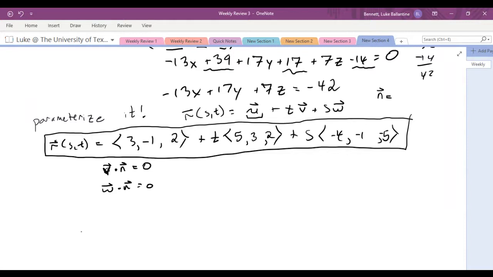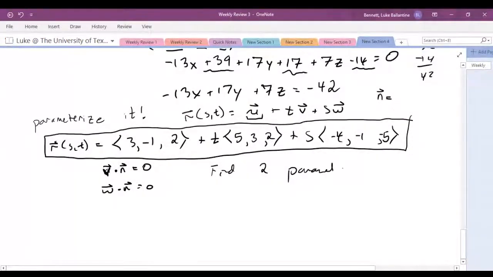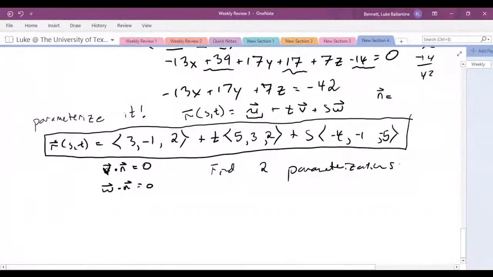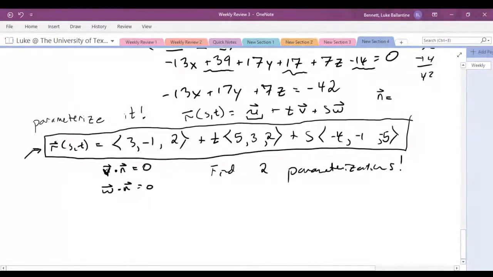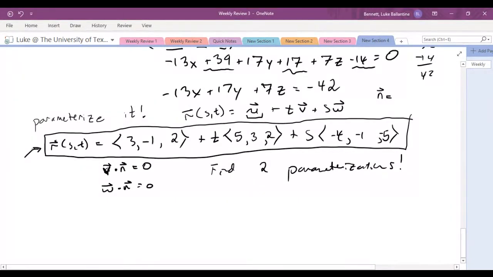And on your homework, actually, he says, find two parameterizations. Now, if we have to, we already found one. What's the easiest way to find the next one? Change the point. Very good.